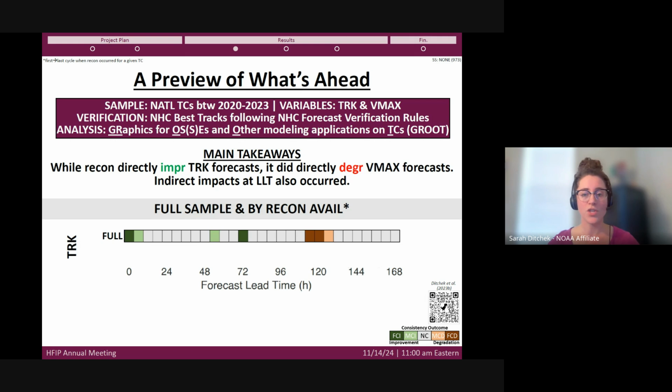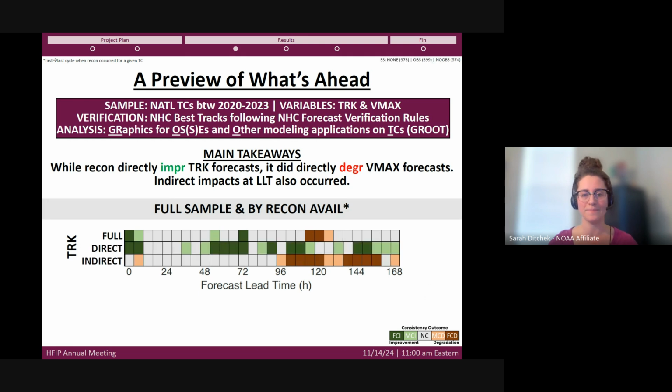So as you could see, on average, there were minimal forecast impacts from Recon, but now let's stratify by Recon availability. Next. In the first row, what you're seeing here is the direct impact of Recon on TC forecasts. What that means is that this includes individual forecasts between the first to last cycle when Recon occurred for a given North Atlantic Basin TC. The second row is the indirect impact of Recon on TC forecasts. So in other words, the individual forecasts before and after Recon occurred, as well as from those TCs without Recon at all. So the results are showing that the Recon actually directly improved TC track forecasts at most lead times, while indirectly degrading track forecasts at long lead times.